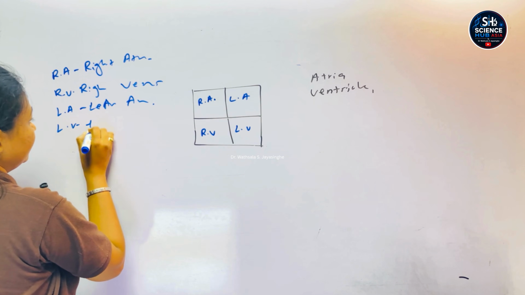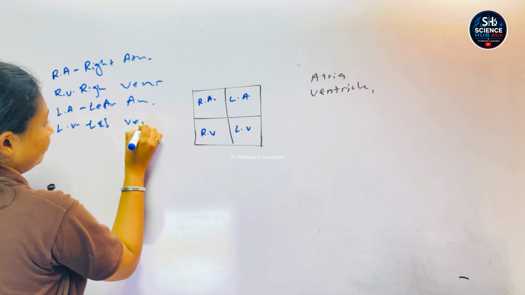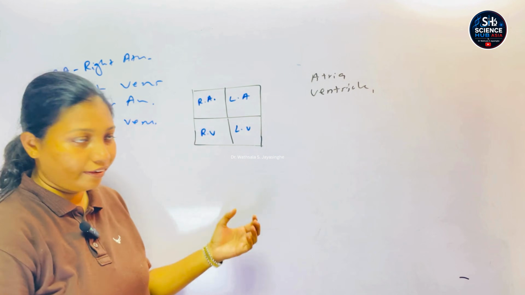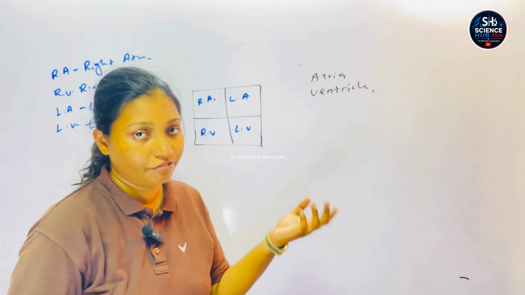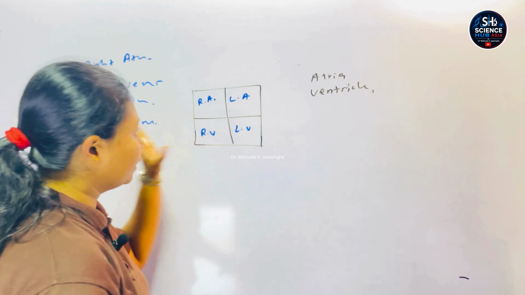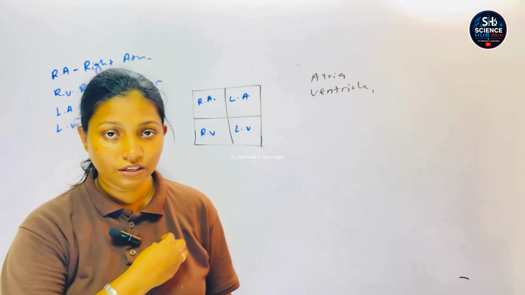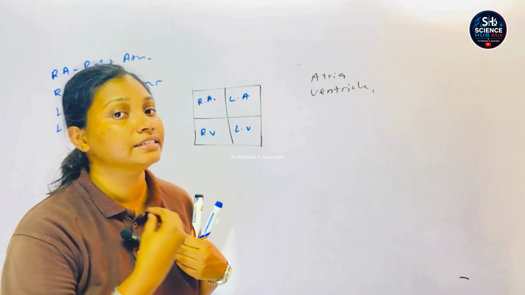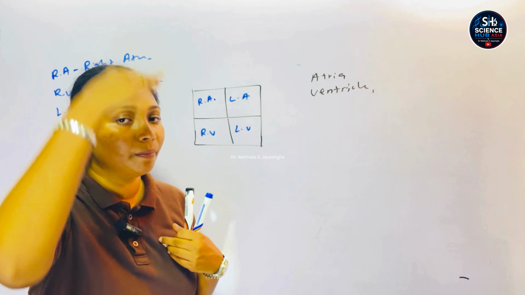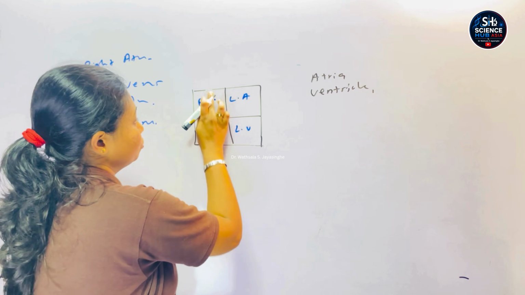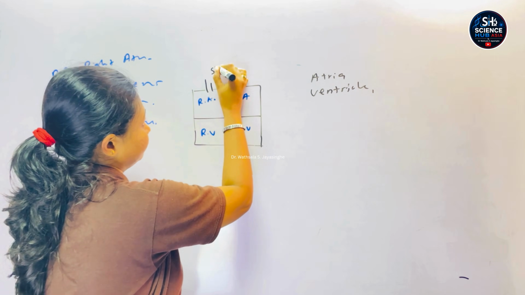LV means left ventricle. And I already told you, arteries carry blood away from the heart, veins bring blood to the heart. Now to the right atrium. So to the right atrium, deoxygenated blood from the upper part of the body will be brought to the heart by the superior vena cava.